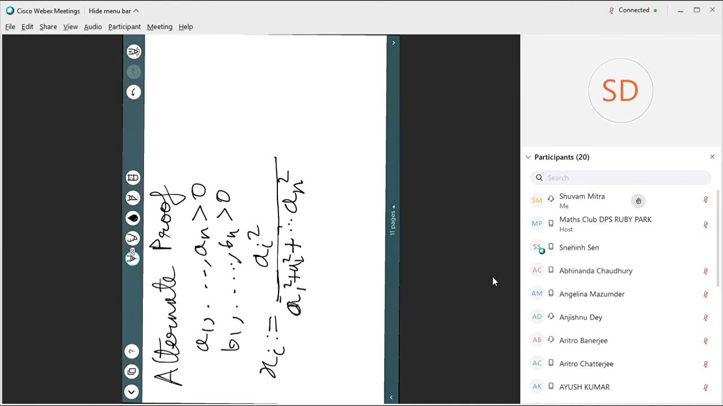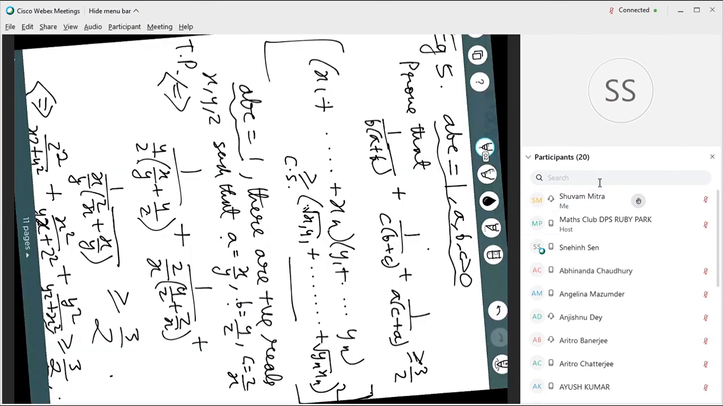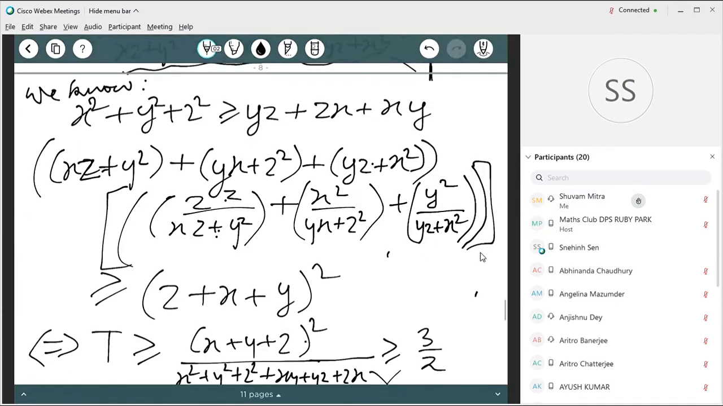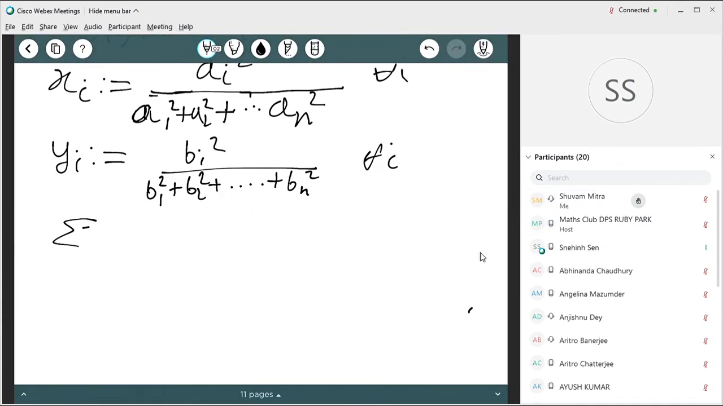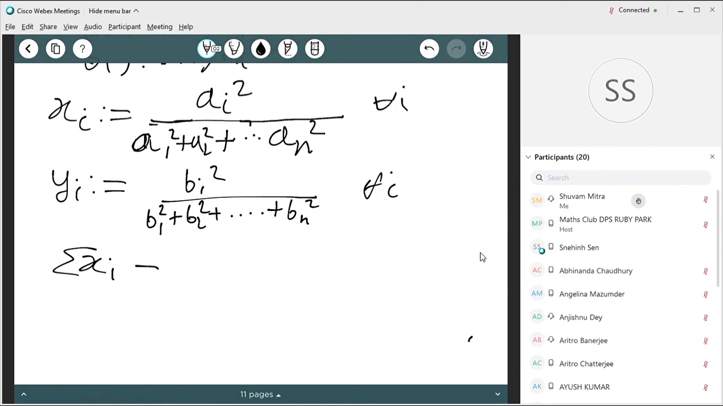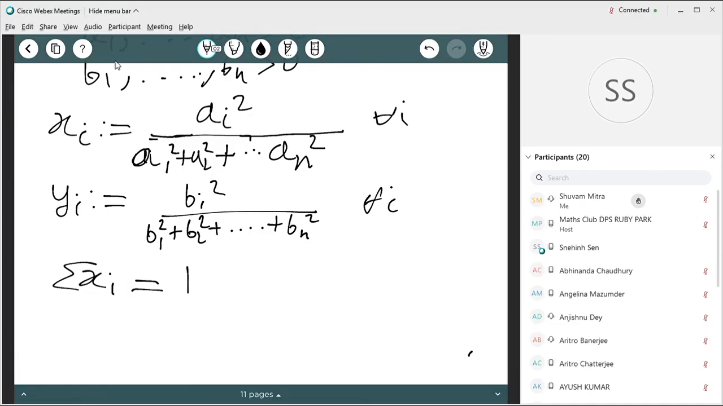So you have xi's and yi's over here. Observe the following two properties. The sum of xi's is equal to what? It's 1, and the same is true for yi's, right? Isn't this obvious?